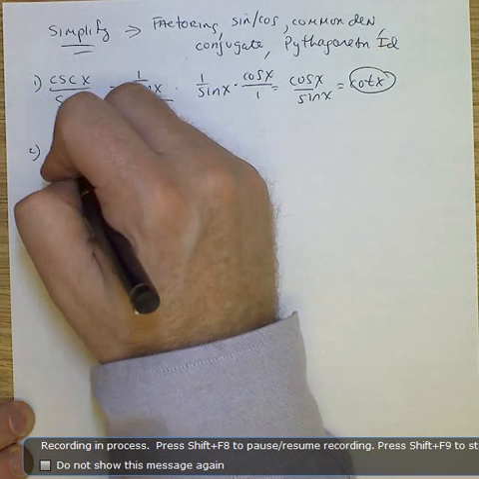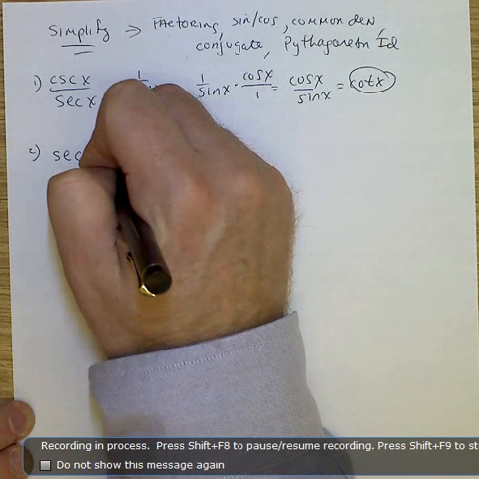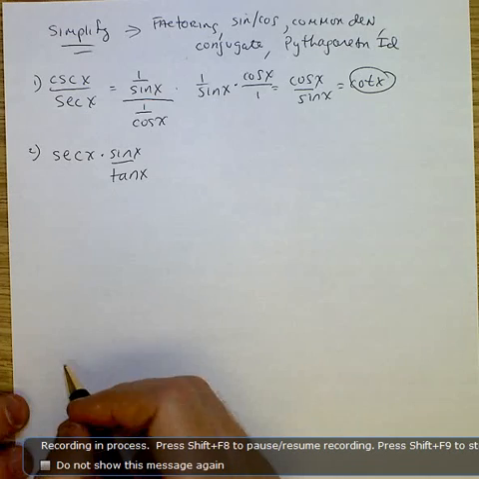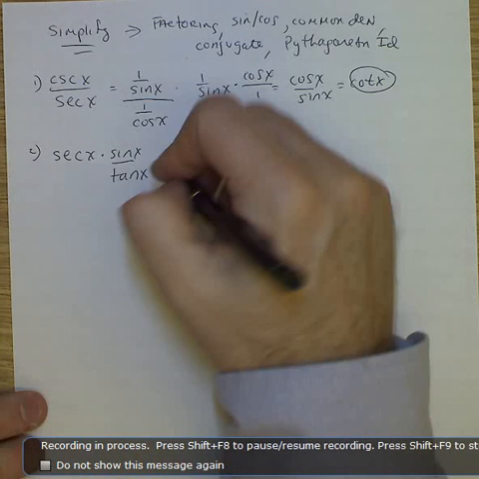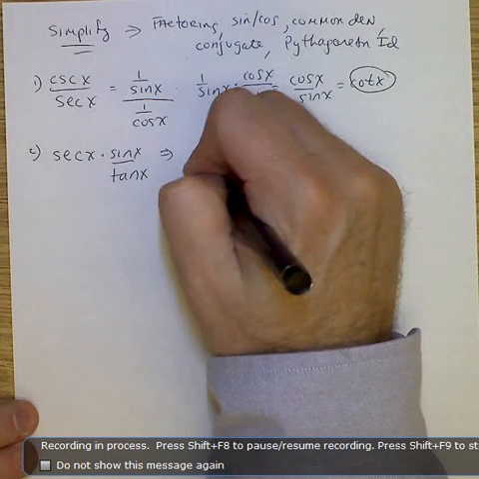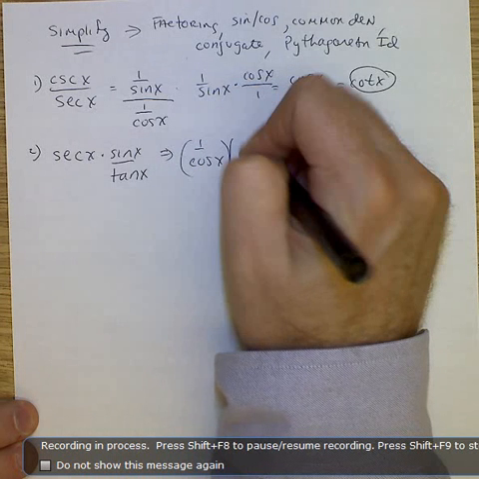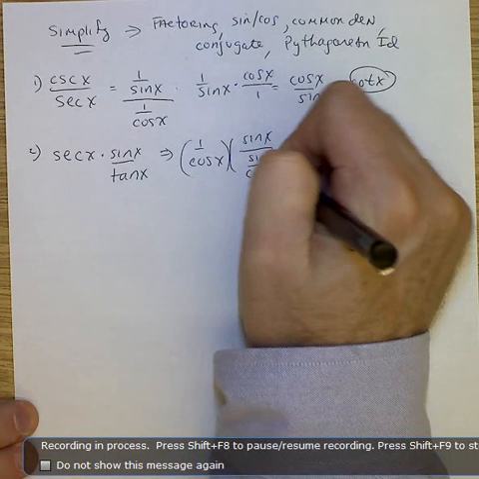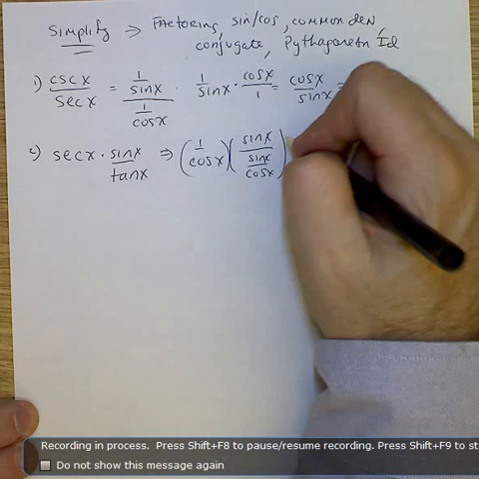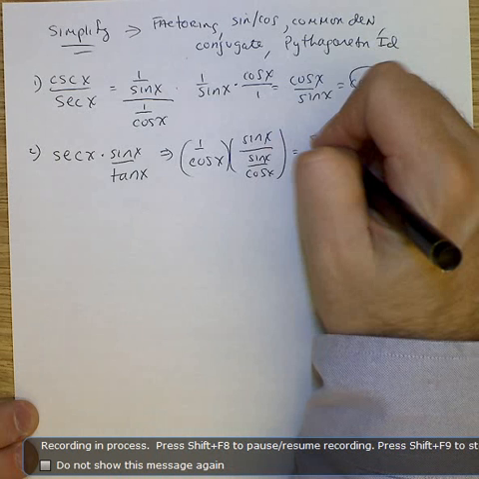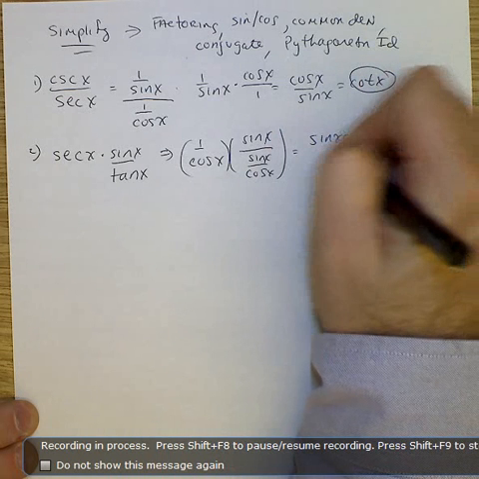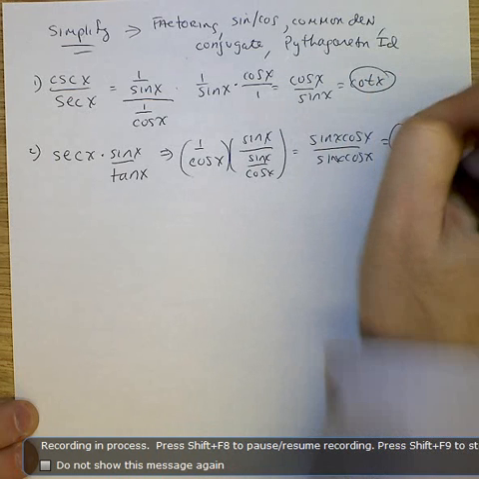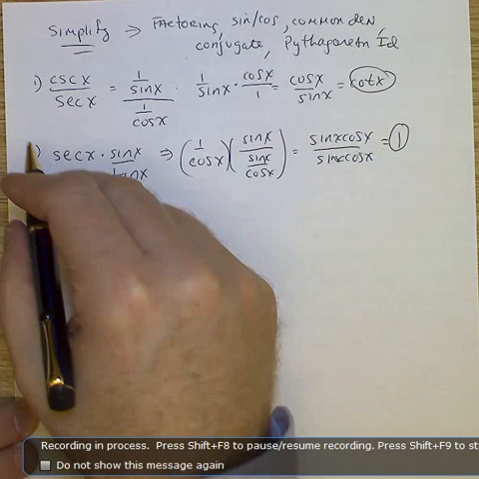If you're given secant x times sine x over tangent x as another example, this is a perfect one again where if you go ahead and put everything into sines and cosines, the answer comes out pretty quickly. The tangent becomes sine x over cosine x, and when we do all the math, we multiply, we end up with sine of x cosine x over sine of x cosine x, and we get 1. So the instructions on these will be simplified.